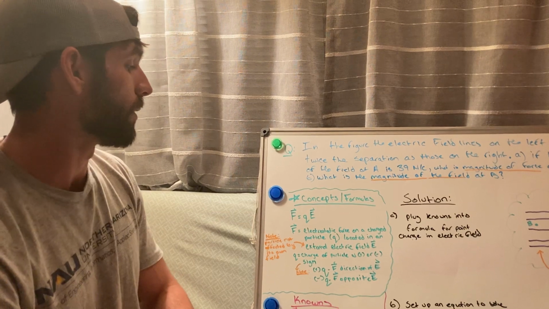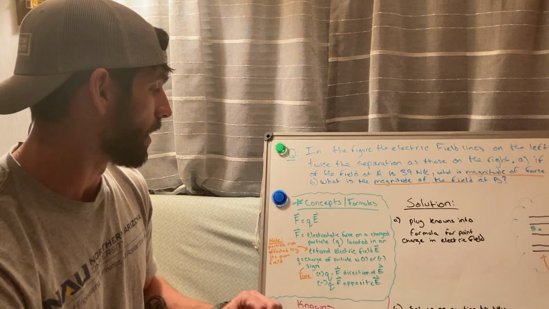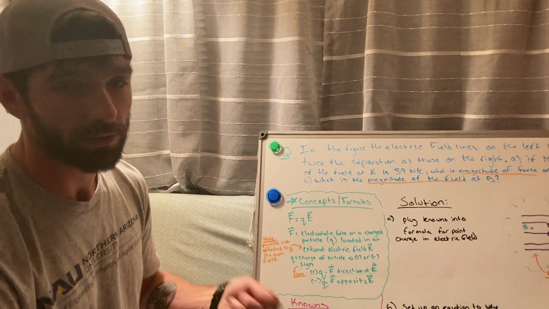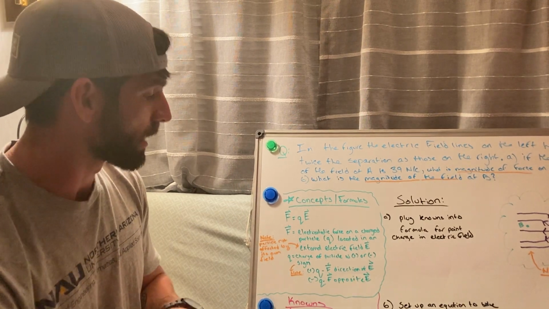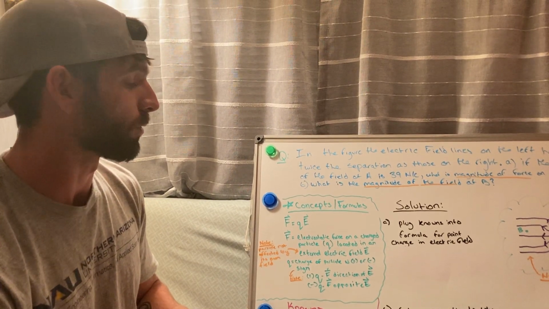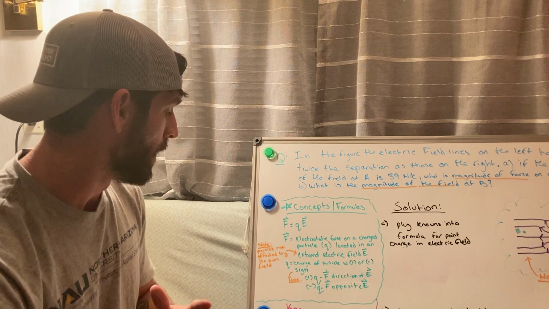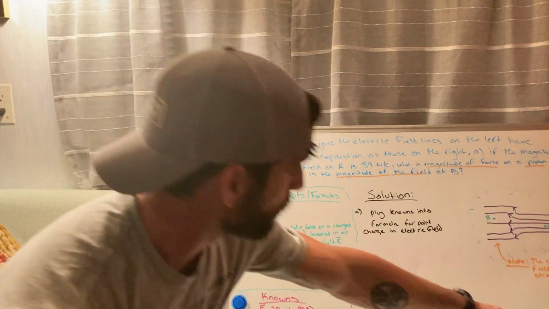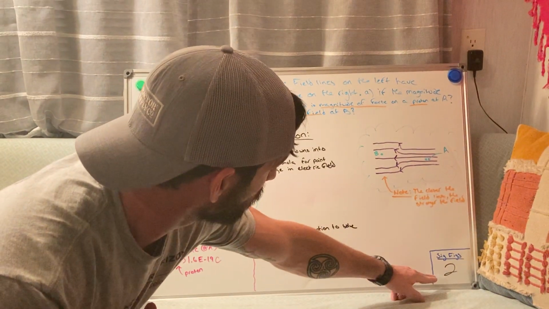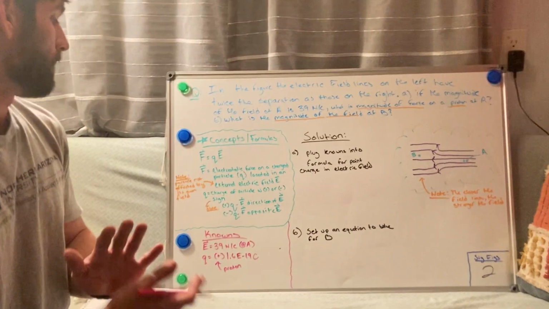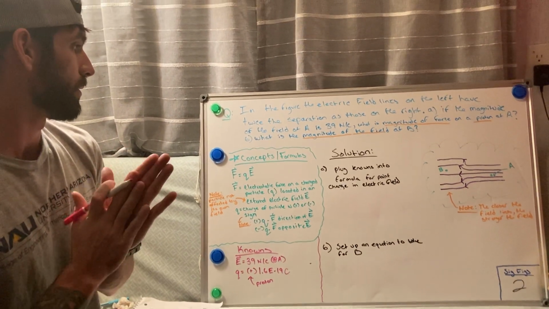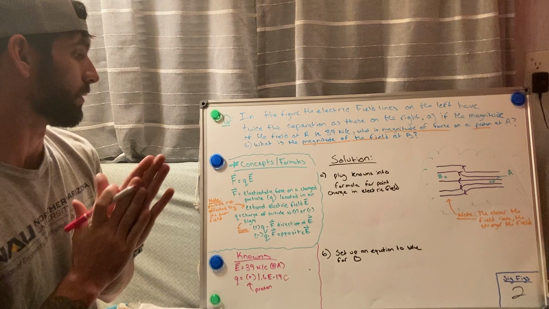It is important to note that for a positive Q, the electrostatic force will be in the direction of the electric field, and for a negative Q, the electrostatic force will be opposite that of the electric field. Also important to note, our significant figures are 2 for this problem. After going over that, let's go into the solution.